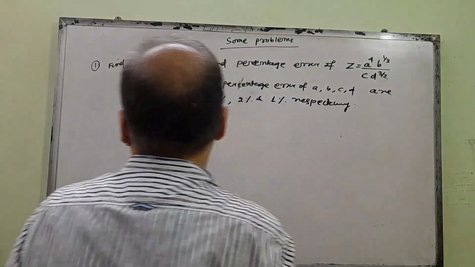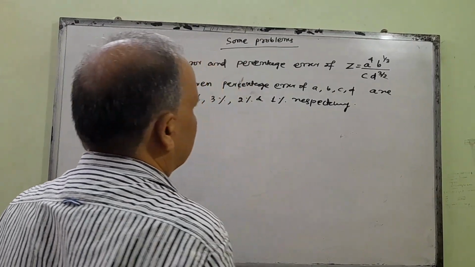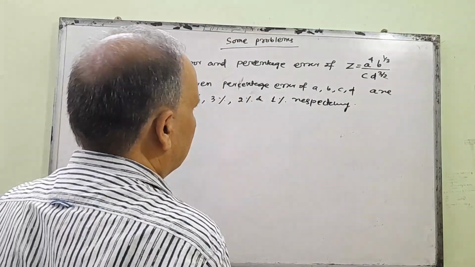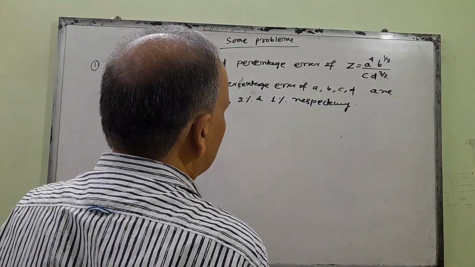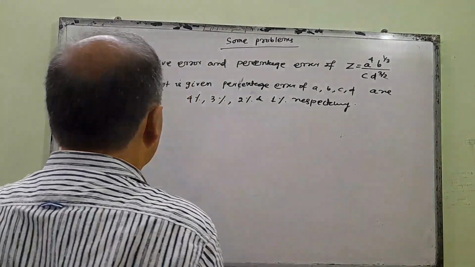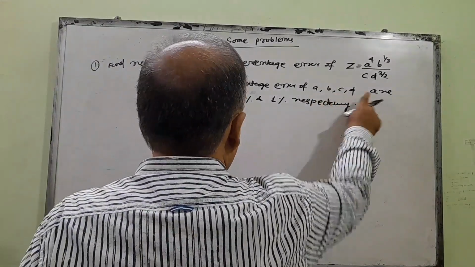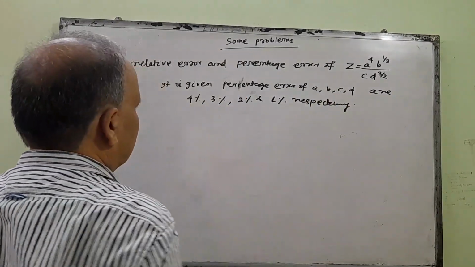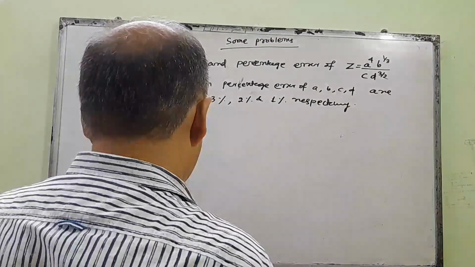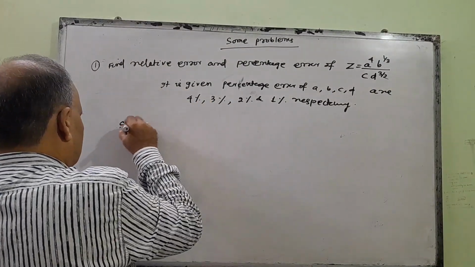Find relative error and percentage error of z is equal to a to the power 4 b to the power 1 by 3 by c d to the power 3 by 2. It is given the percentage errors of a, b, c, d are 4%, 3%, 2% and 1% respectively. Now, your solution.